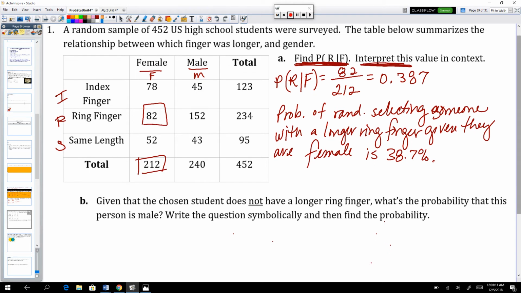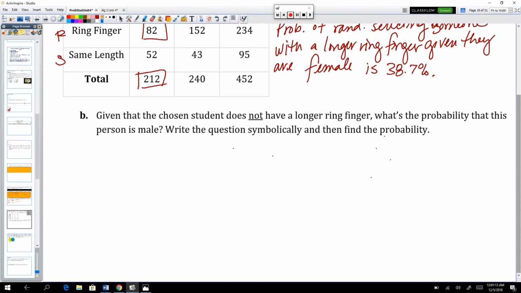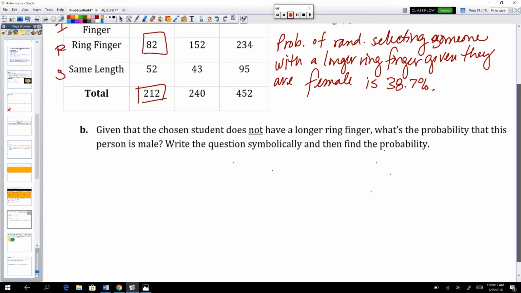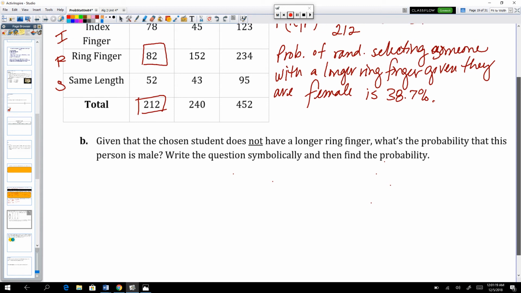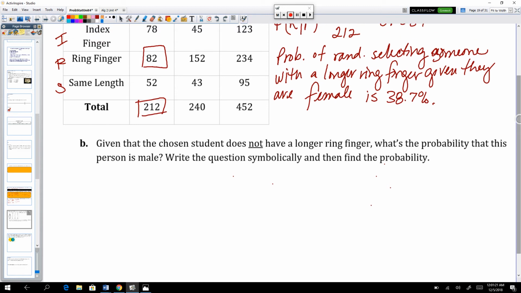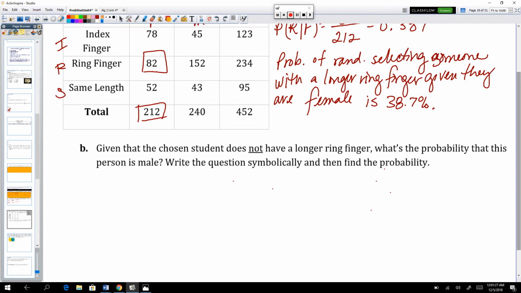So let's look at part B. Given that the chosen student does not have a longer ring finger, what's the probability that this person is male? First I want you to write it symbolically and then find the probability. I want you to try that before I give you the results, so if you want, go ahead and pause the video. Try to write that symbolically first of all.